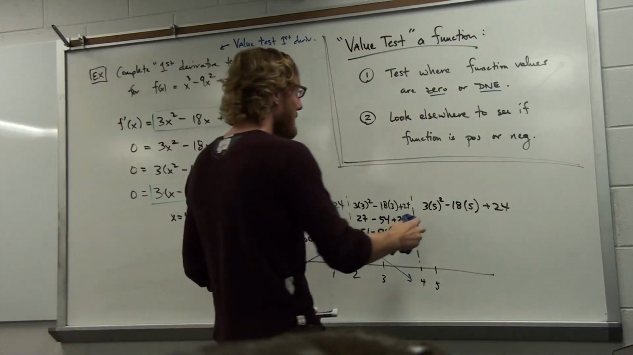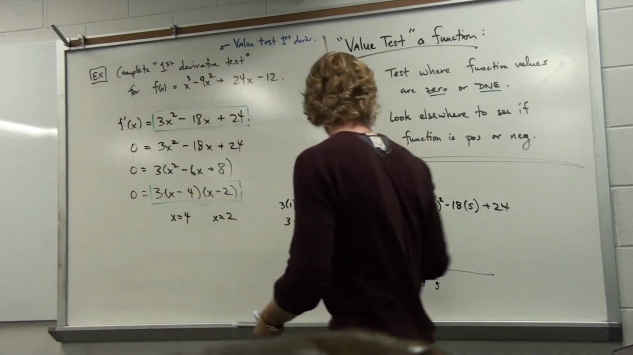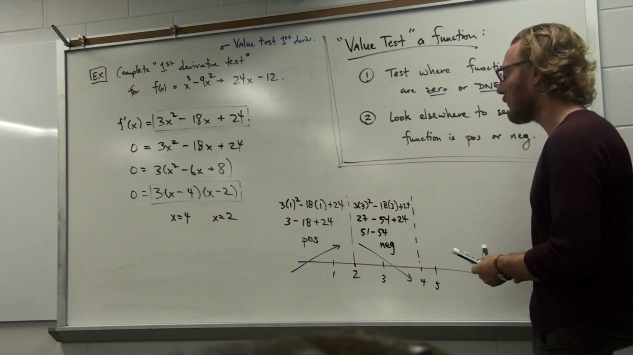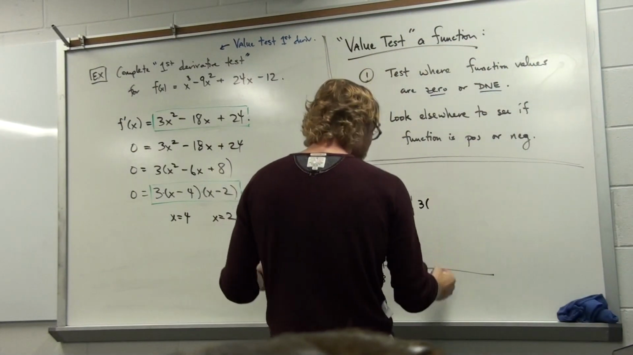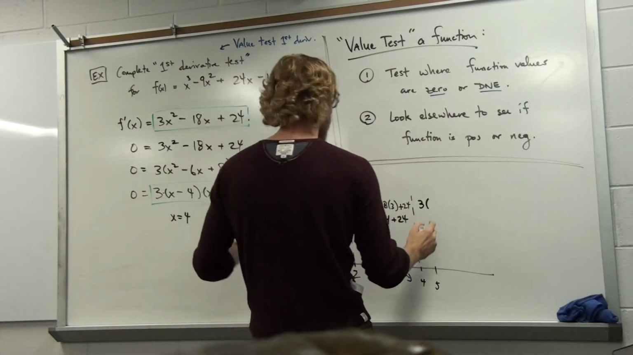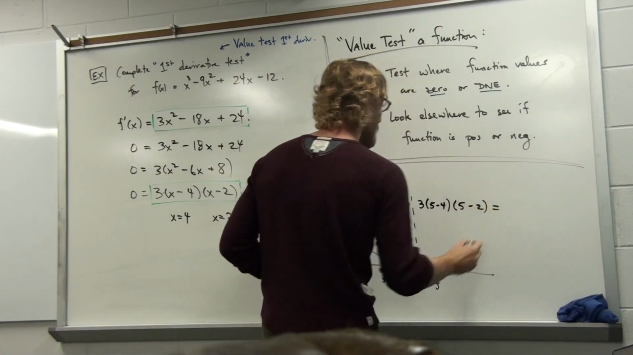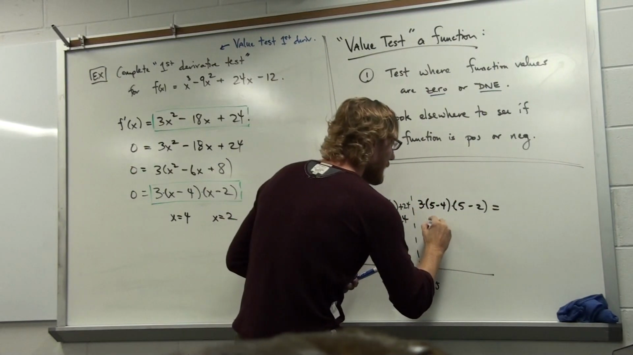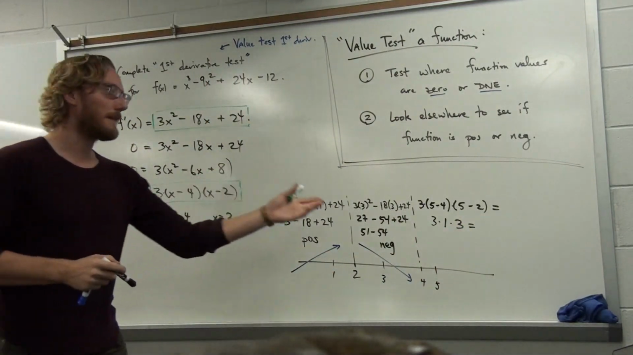And as I think about that, I'm like, rather than going through this cumbersome computation here, why don't I just use the factored form? Because that's going to be easier to compute with. So here, 3 times, what is our x? Our x is 5. We're plugging in a value to the right of 4 to find out what the value of the first derivative is. Here, 5 minus 4 times 5 minus 2. This is all just being multiplied. This is 3 times 1 times 3. And you can see that this is 9.